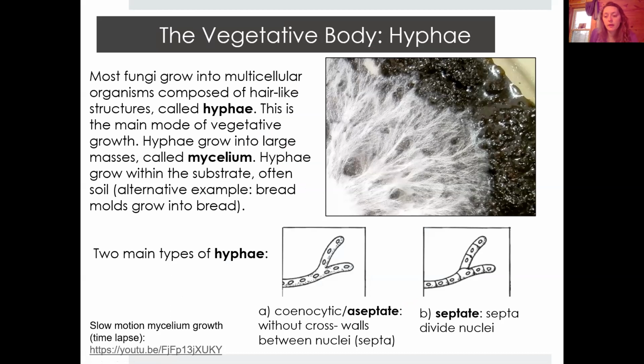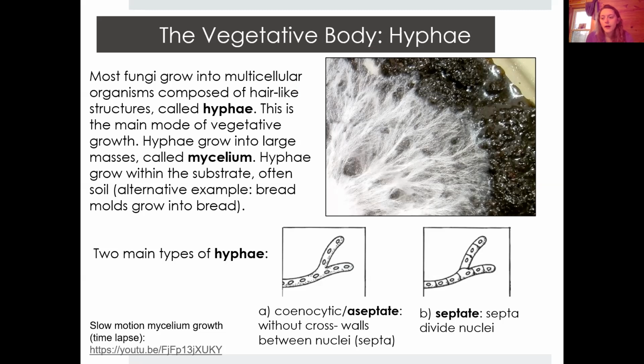Okay, so there are two main parts of fungi that we're going to talk about: the vegetative body, which is the main body of a fungus. Most fungi are multicellular organisms, and they have hair-like structures called hyphae. This is the main growth of the fungi. When there are many hyphae and it grows into large mats, so much so that you can see them with the naked eye, they're called mycelium. Hyphae usually grow within a substrate. It's usually soil, but it can be all sorts of different things.